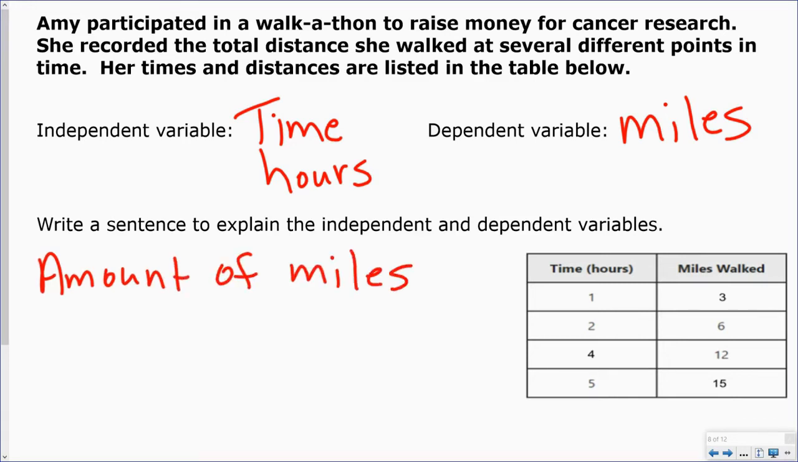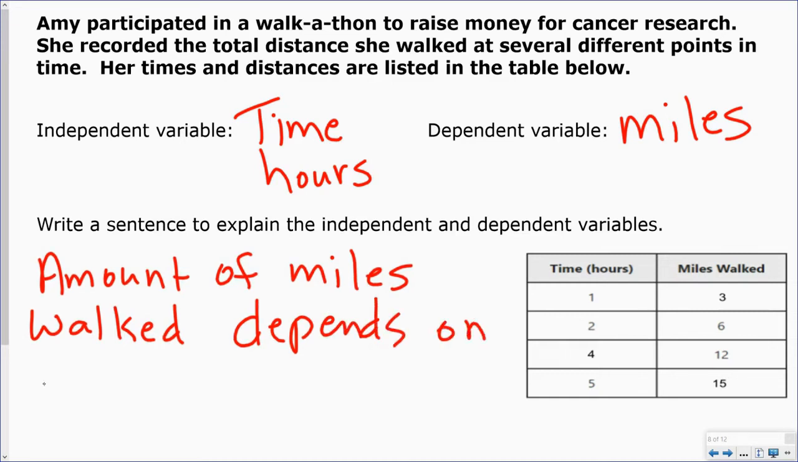So amount of miles walked depends on amount of time walked.